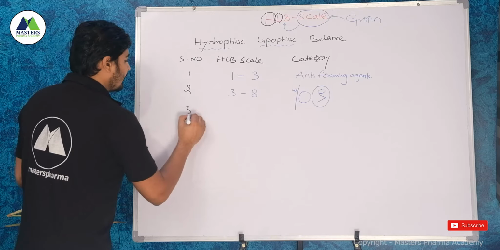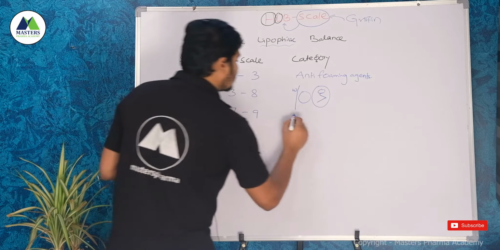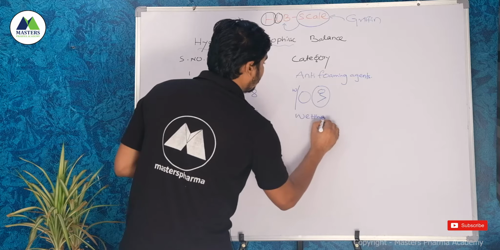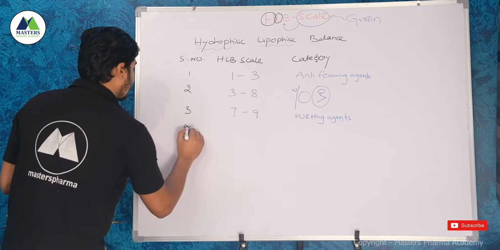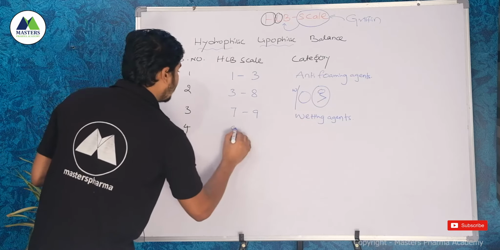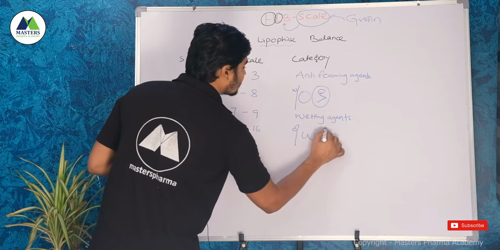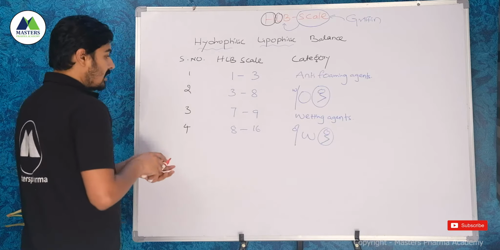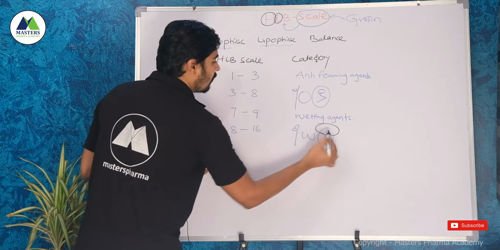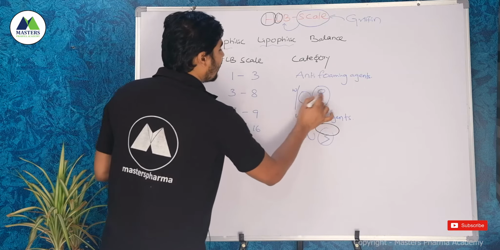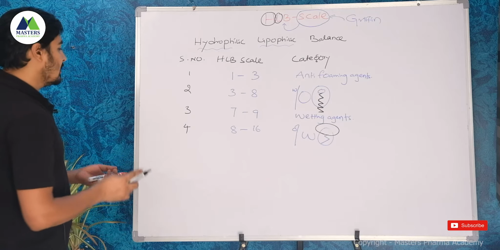And category 3, 7 to 9. These are wetting agents. Serial number 4, 8 to 16. These are O by W emulsifying agents. Generally in O by W emulsifying agents the continuous phase is water, more hydrophilic in nature, and a W by O emulsifying agent has more tail because the tail is lipophilic in nature.